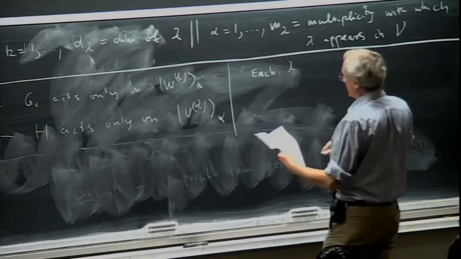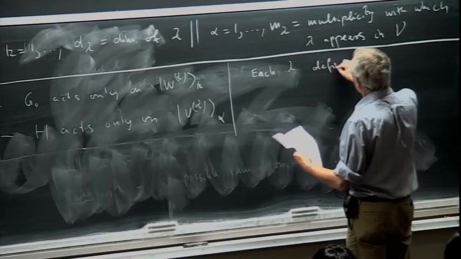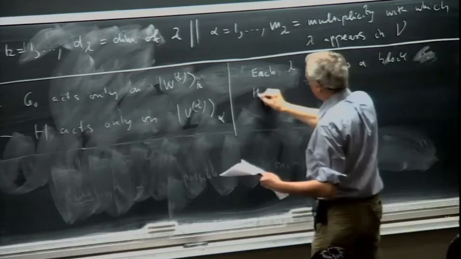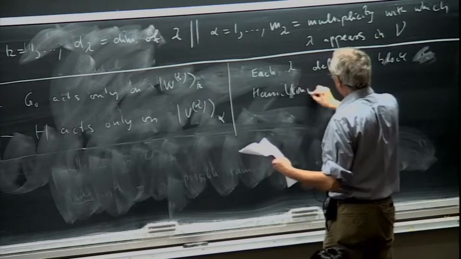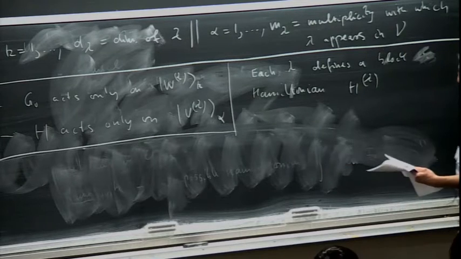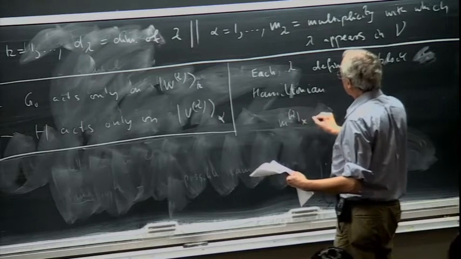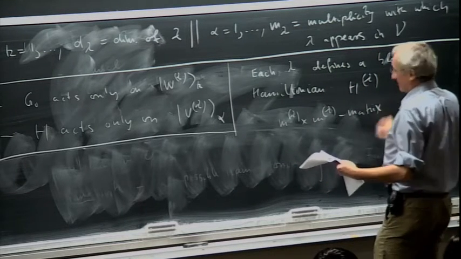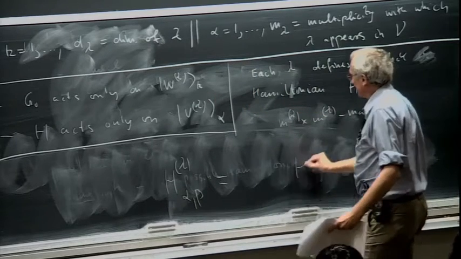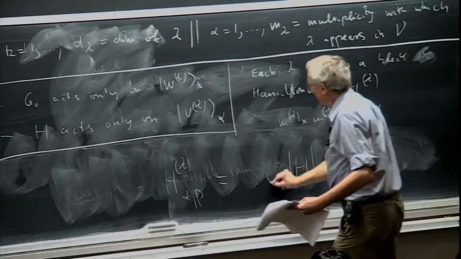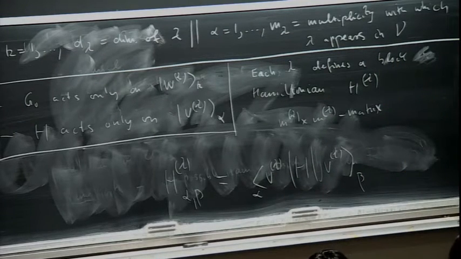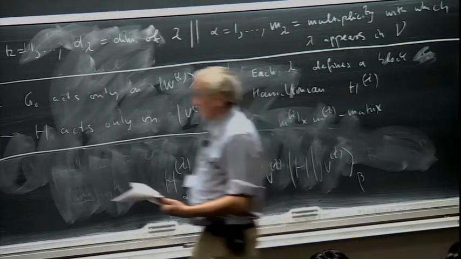If you want, each lambda, each irreducible representation, defines a block Hamiltonian H lambda, which is an M lambda times M lambda matrix, and it has matrix elements H lambda, alpha, beta, given by the matrix element of H between V lambda alpha and V lambda beta. So that's what I mean by blocks. Questions about this?